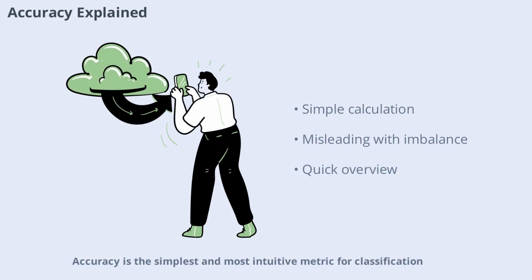Accuracy is the simplest and most intuitive metric for classification. It's calculated as the ratio of correctly predicted instances to the total number of instances. While accuracy gives a quick sense of performance, it can be misleading in imbalanced datasets where one class dominates. For example, if 95% of your data belongs to one class, a model that always predicts that class will have high accuracy but poor real-world usefulness. That's why we need other metrics too.